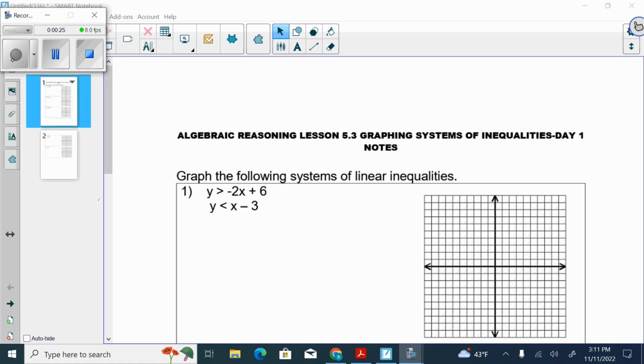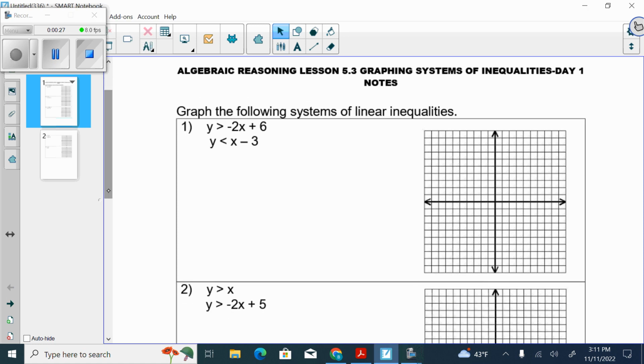Looking at example number 1, we're going to graph these following systems of linear inequalities. Remember, our first step is to make sure that it's in y equals mx plus b form, right? So I'm going to make note of that at the top. First, we want it to be in this form. Second, what?